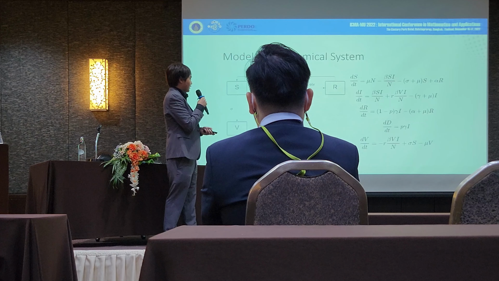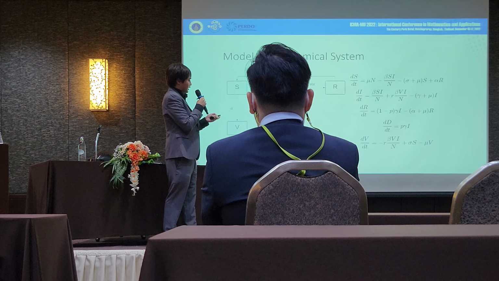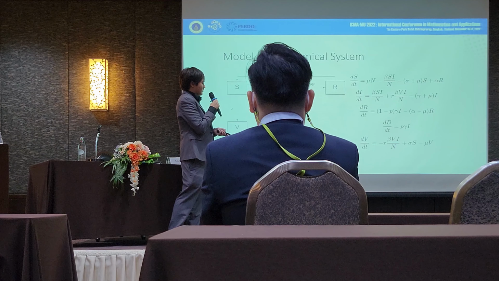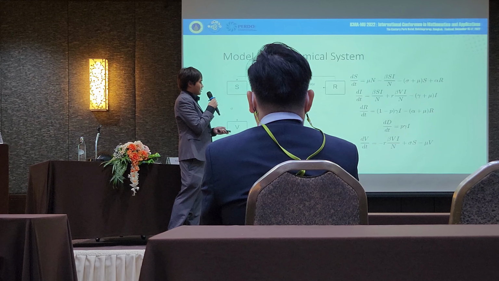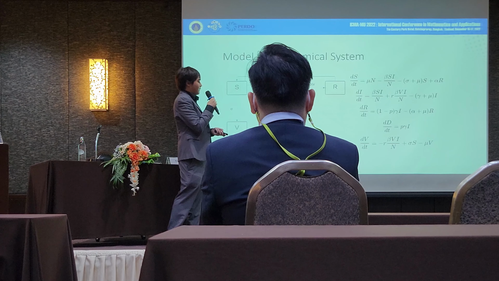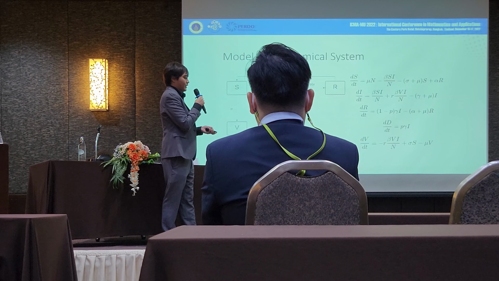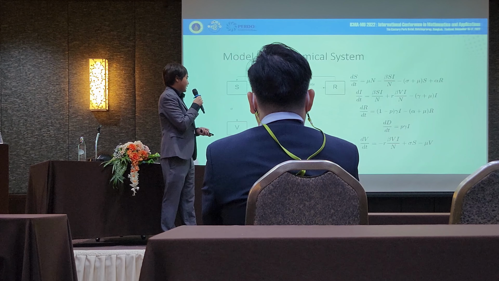And for the differential equations for R and D with respect to time, you can see that the term that is multiplied by I is multiplied by a factor of 1 minus P, with P being the probability of dying from COVID-19.